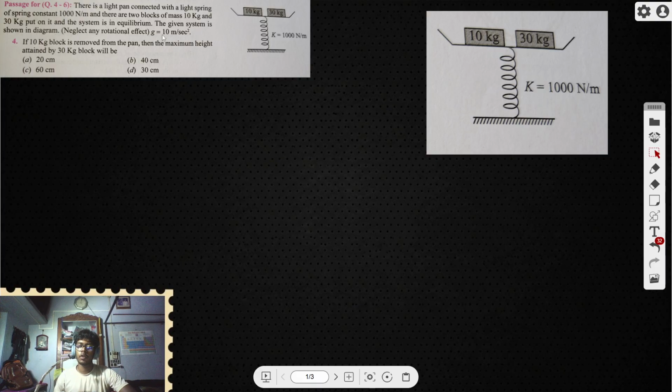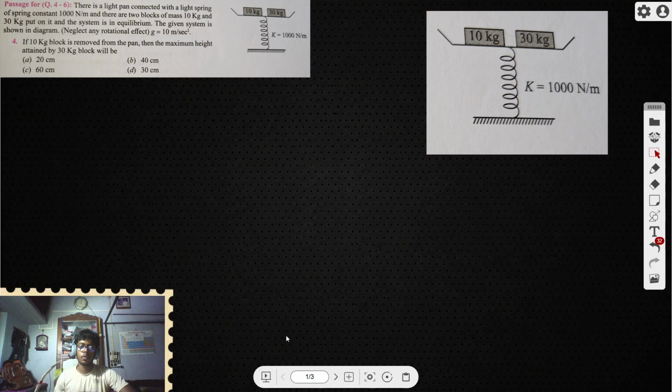Neglect any rotational effect. Rotational effect means 10 kg is this side, 30 kg is this side, so it may rotate this side or that side. So we have to neglect this. You have to understand that it will only move up and down. Let's take the value of gravity equal to 10.